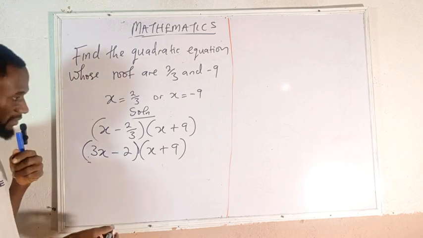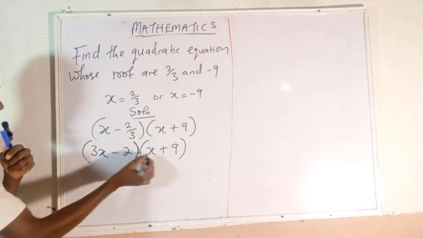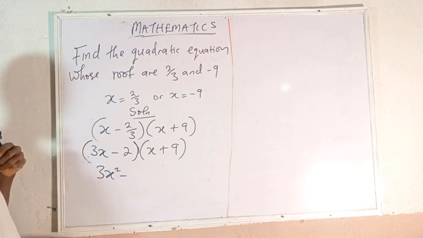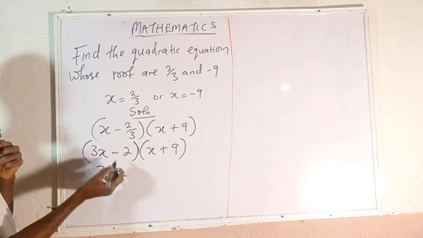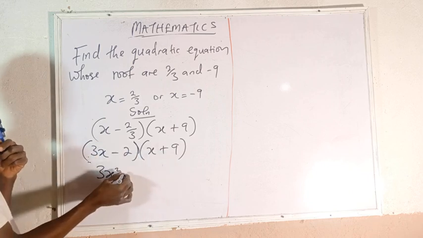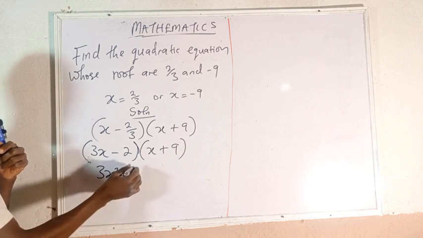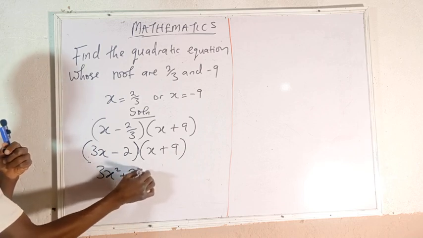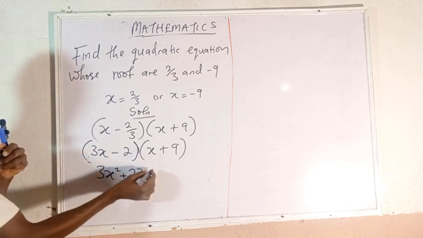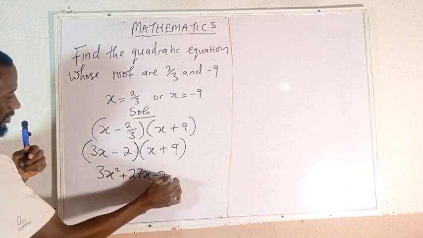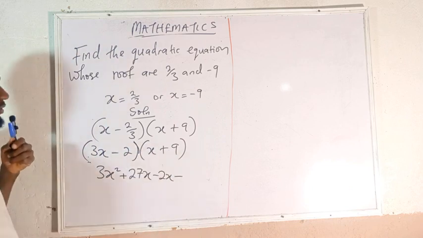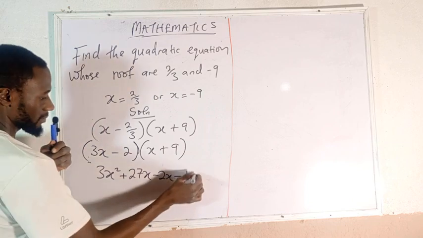Now we can remove the brackets. 3x times x, we have 3x squared. 3x times 9, that is, we have plus 27x. Minus 2 times x, here we have minus 2x. Minus 2 times 9, here we have minus 18.